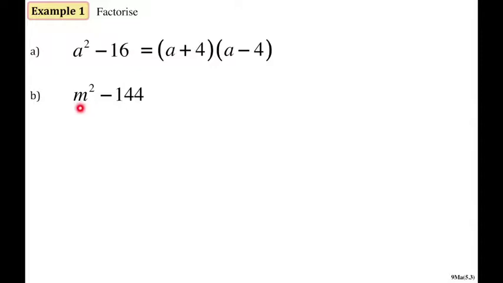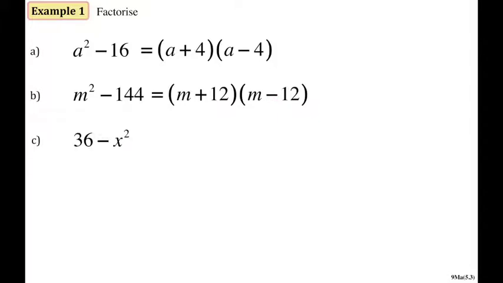Each bracket will begin with the letter M and end with the number 12, because 12 times 12 is 144. Looking at the M times M gives M squared. So each bracket starts with M, finishes with 12. One bracket has a plus, one bracket has a minus. Again, it doesn't matter. I could have put the minus first and the plus second. It wouldn't matter, as long as one bracket has a plus and one bracket has a minus.